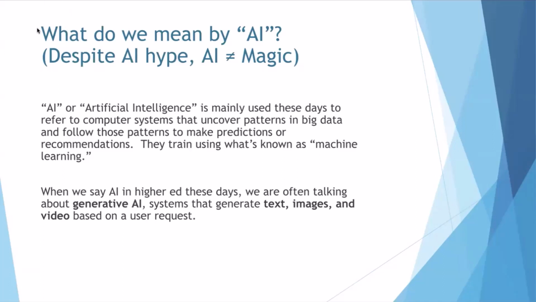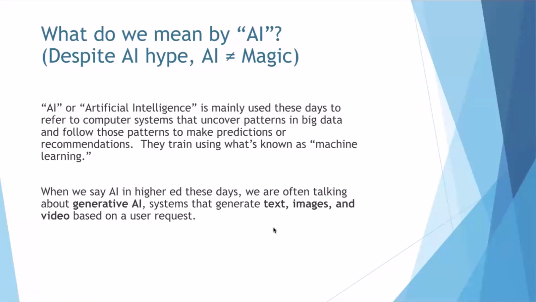So I like to start out by questioning, what do we really mean by AI? And just acknowledge that we hear a lot of hype about AI, and that it's associated with something almost magical or miraculous. But to ground us, that term is mostly used these days to refer to computer systems that are uncovering patterns in big data and following those patterns to make predictions or recommendations. They're using what's known as machine learning. So it's a kind of statistical engine.